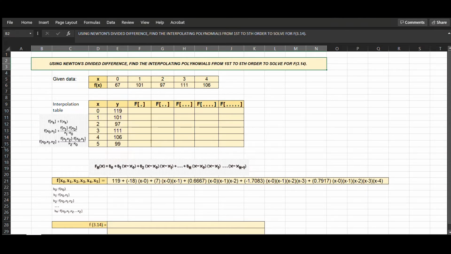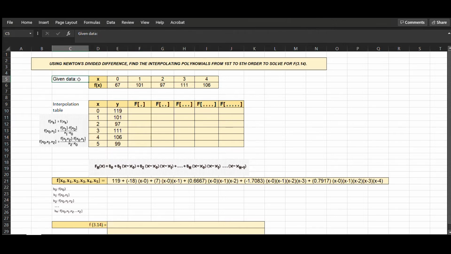We can calculate easily the problem using Microsoft Excel. So let's proceed to the other window. So what we have here in our screen is my prepared template for the Newton's divided difference. So let's find the interpolating polynomials from first to fifth order to solve for f of 3.14. Now what we can see here is our given data table. Then we have to retype those in their respective columns in our interpolation table that we have prepared beforehand.